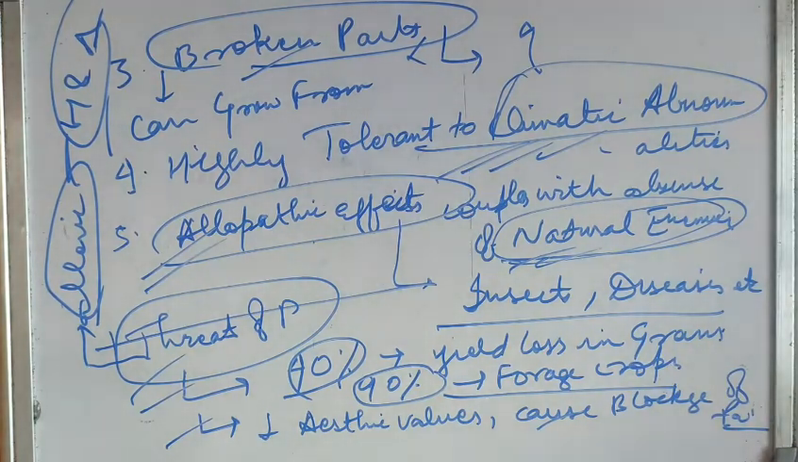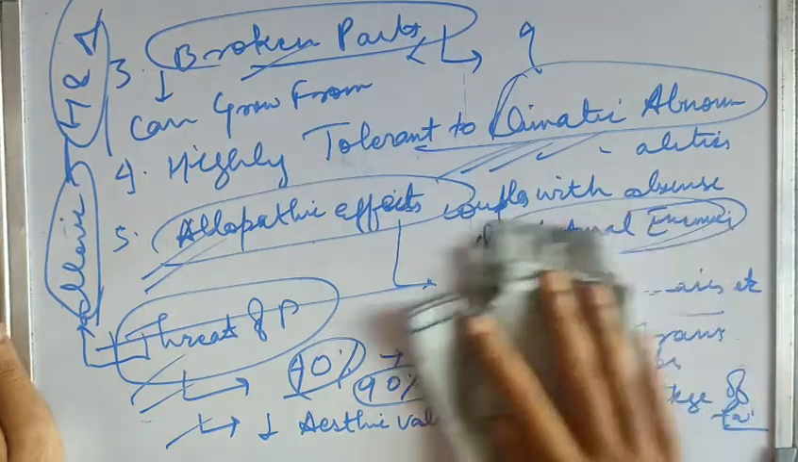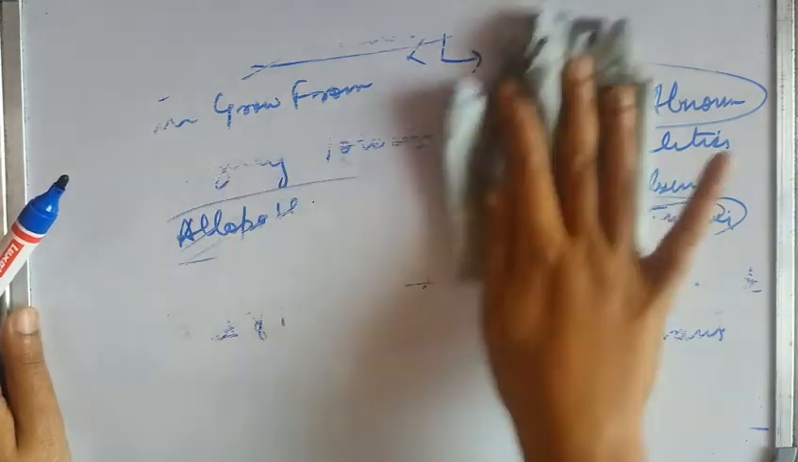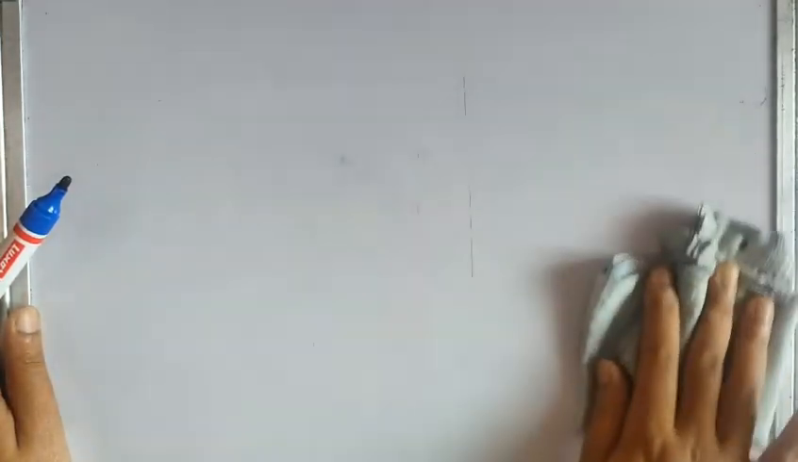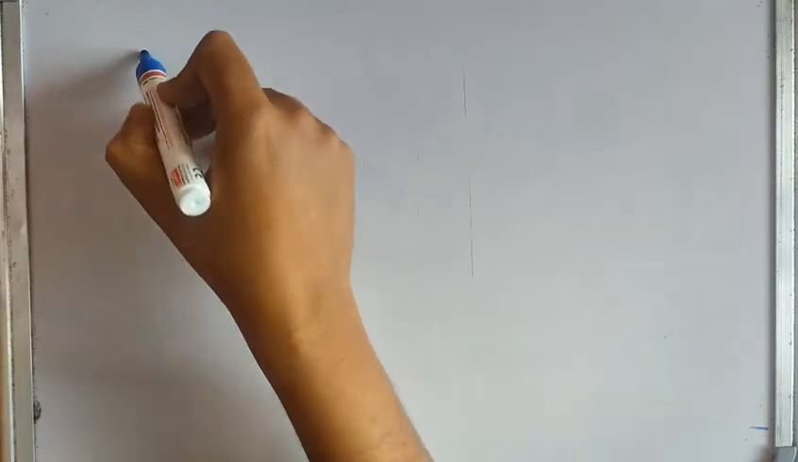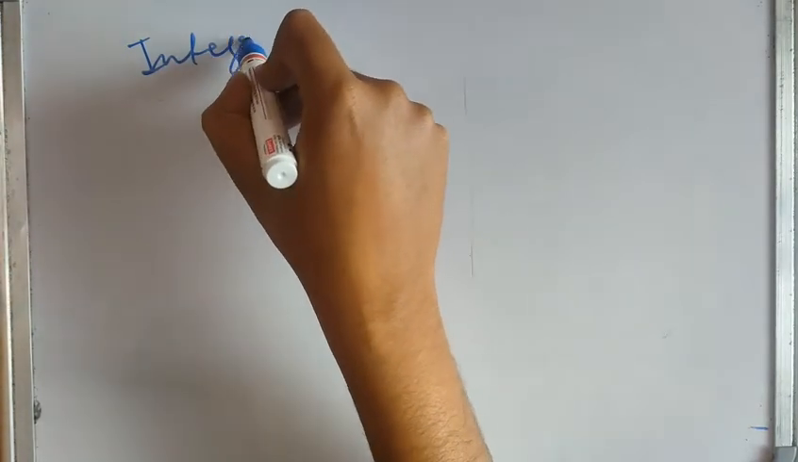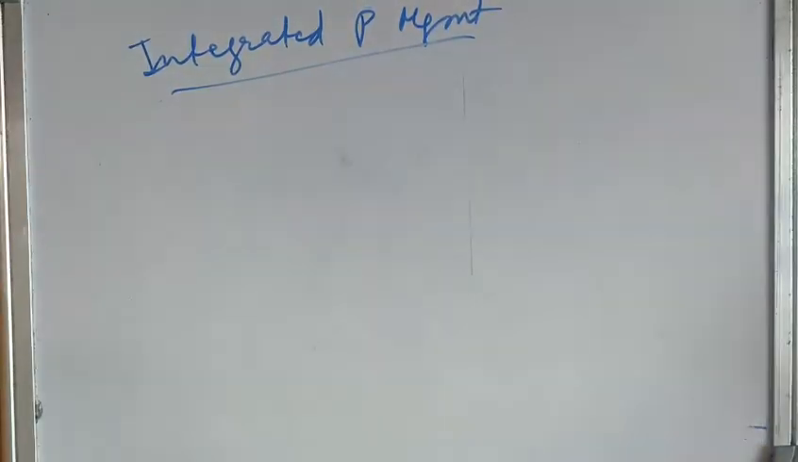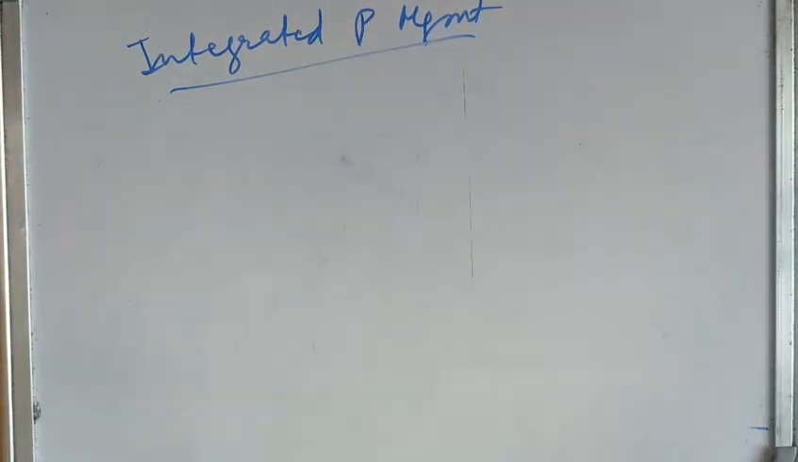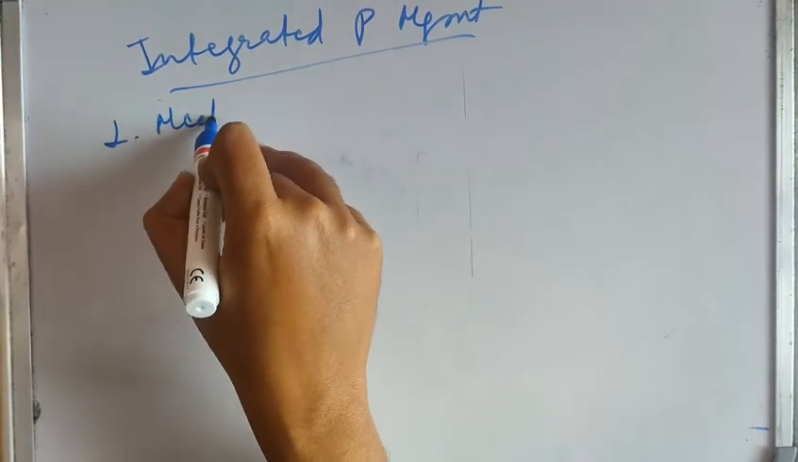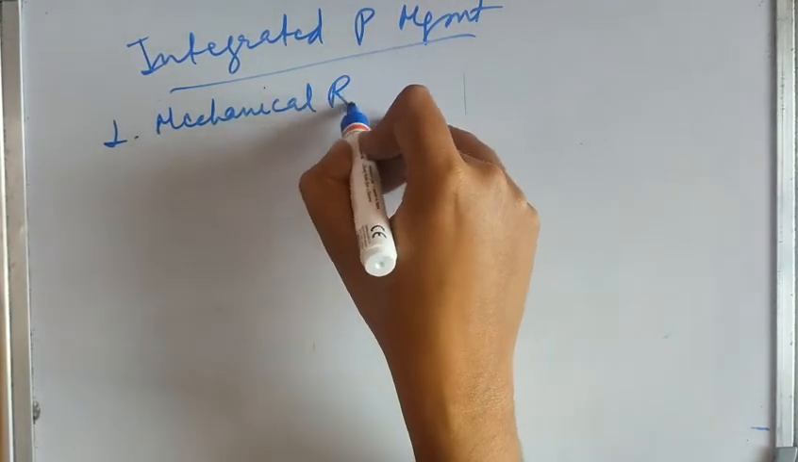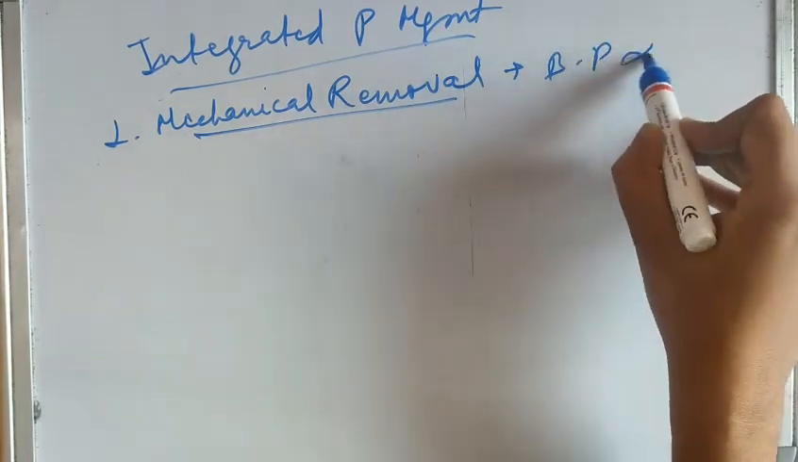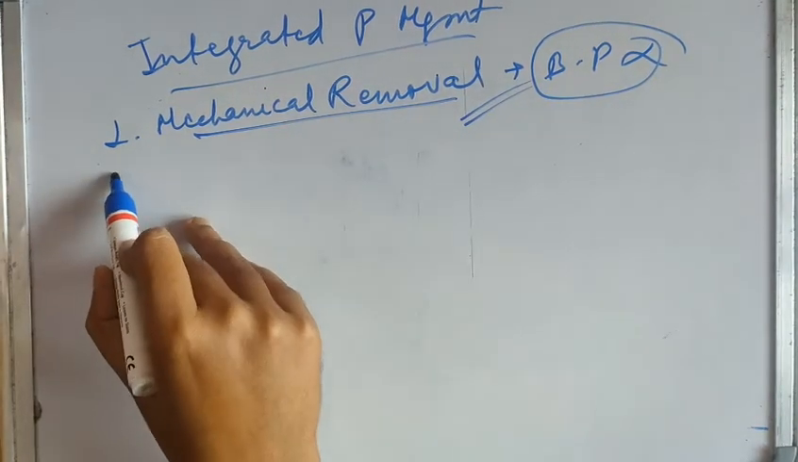Now moving on, how will we manage Parthenium? We will manage Parthenium through integrated Parthenium or carrot weed management. First of all, mechanical removal. We will remove it, but we will keep in mind that none of the broken parts is left. We will remove it completely.